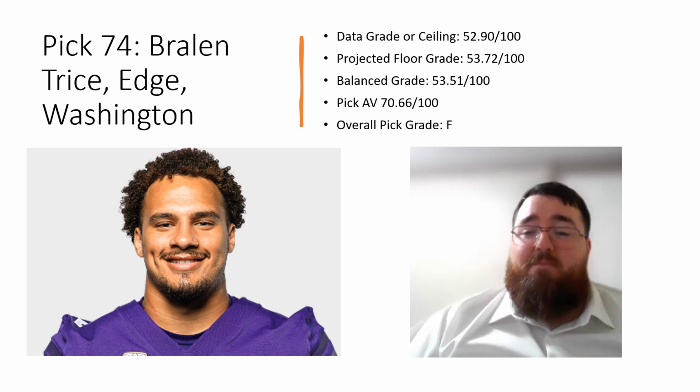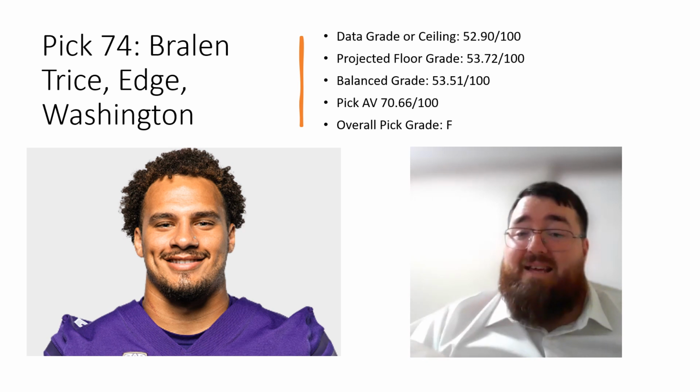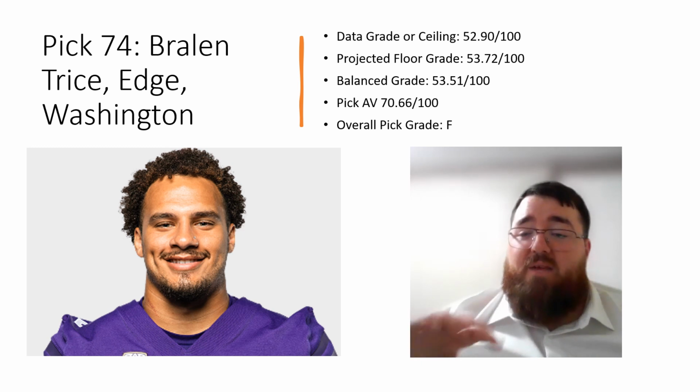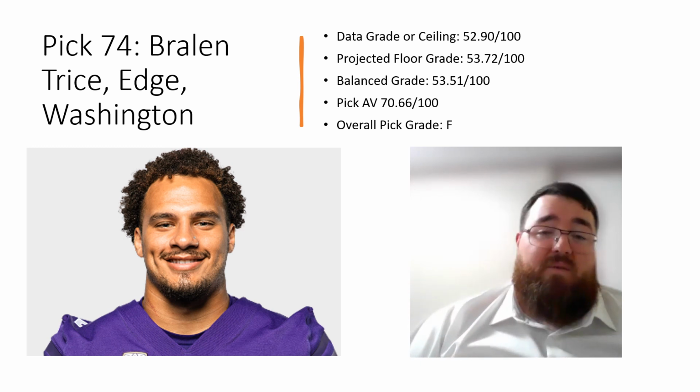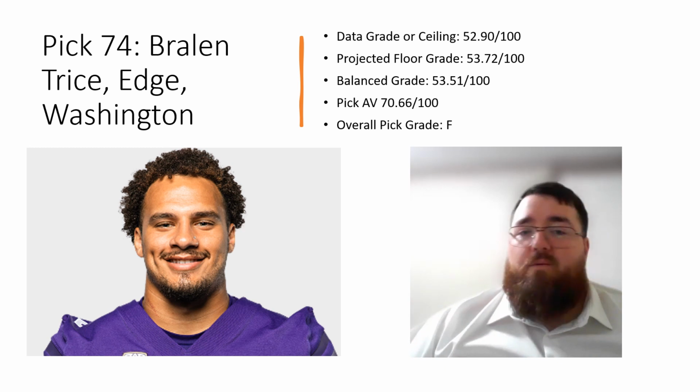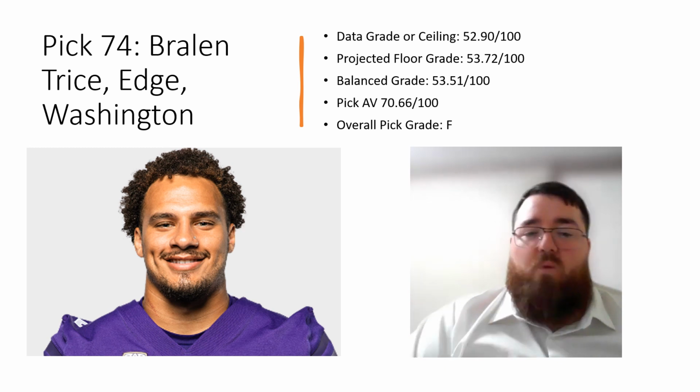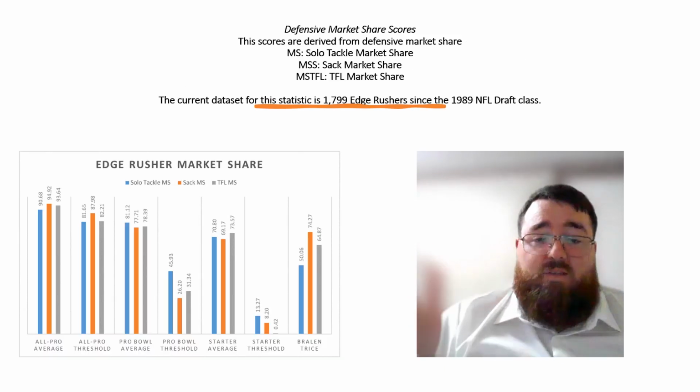Braylon Trice, based on his data grade, is 52.90. Based on the players who tested like him data-wise, his floor is 53.72. And then when you combine the two, his balanced grade would be 53.51. That's not what you want to select at pick 74. And why is this? Well, let's look at his data.